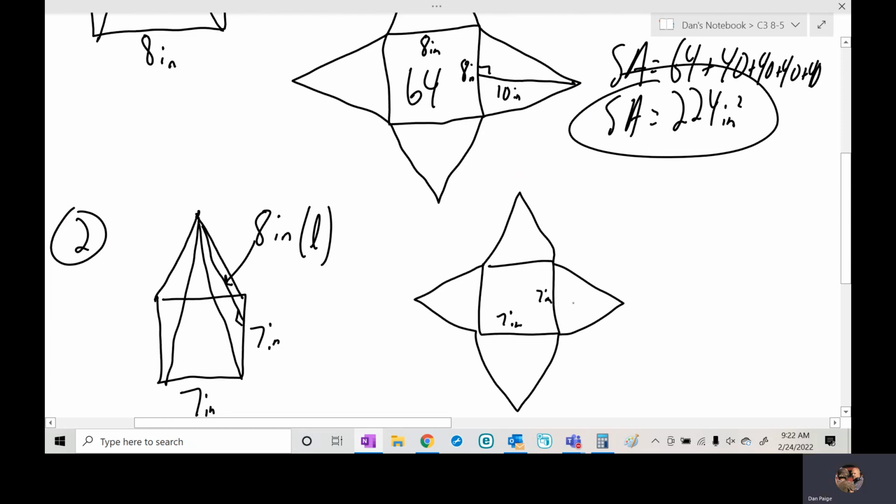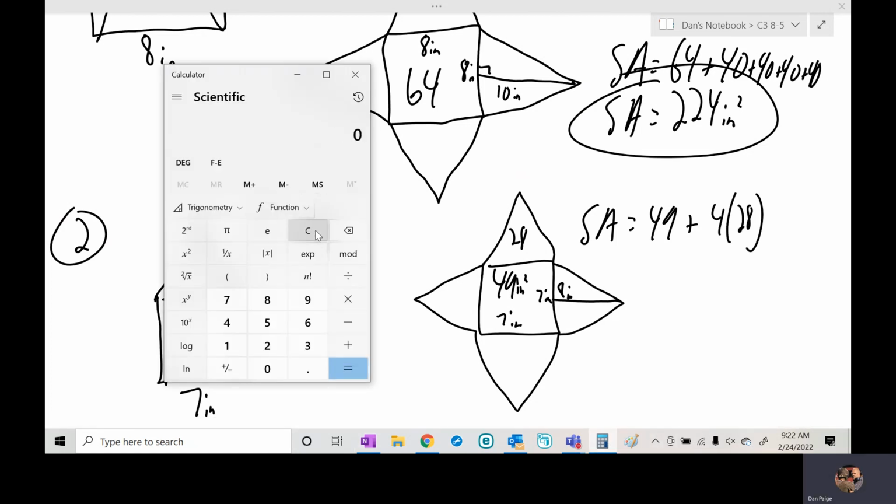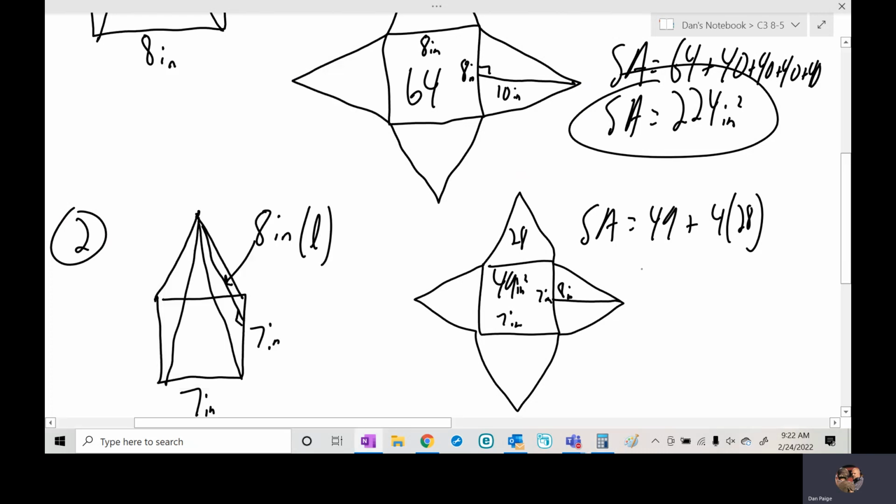So we have that middle rectangle. What's the area of that middle rectangle? 49 inches squared. Yeah? And what's the area of one of the triangles? Yeah, because it's half of 56, 28. So the surface area is 49 plus, now, I could write 28, 28, 28, 28. I'm just going to write 4 28s. 4 times 28 because there's 4 of them. 4 times 28 plus the middle one, 49. There you go, 161. Much easier than the last one.